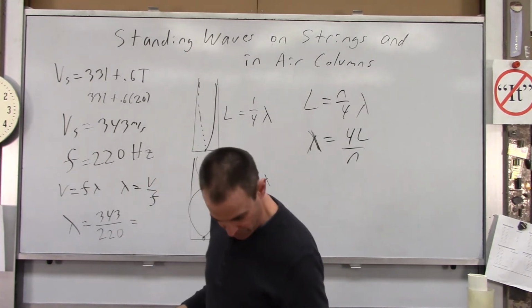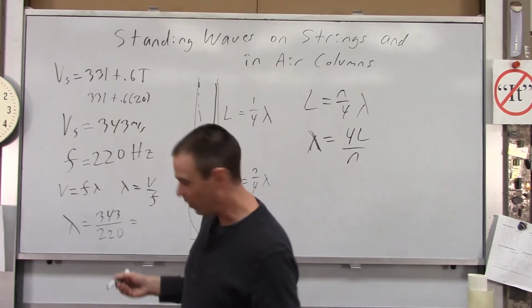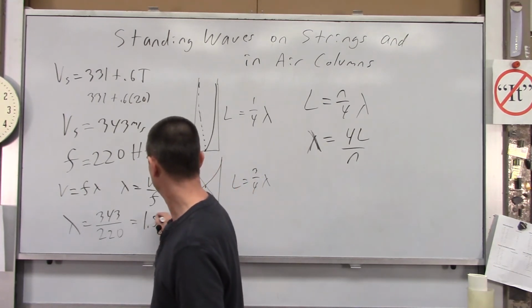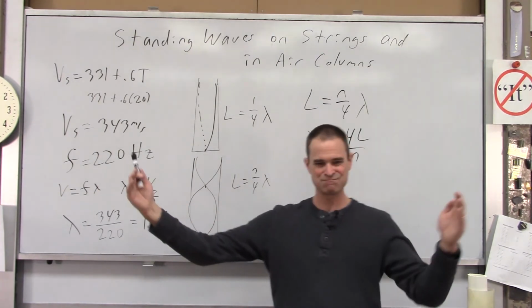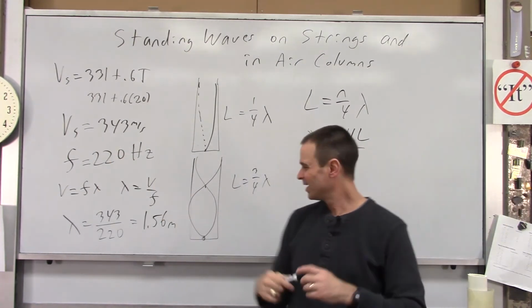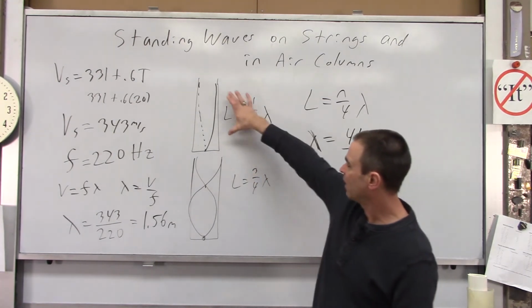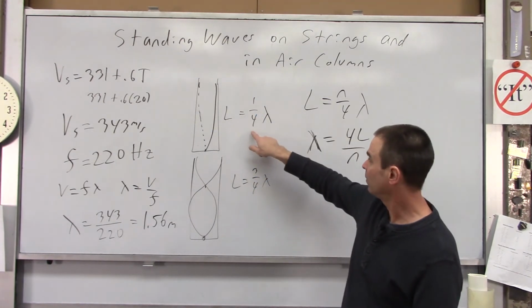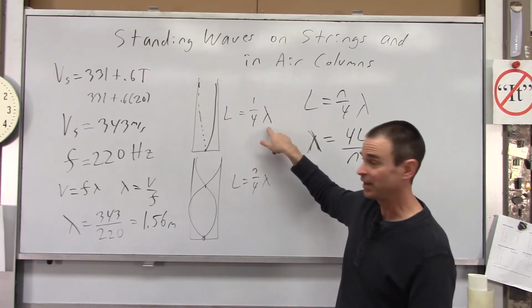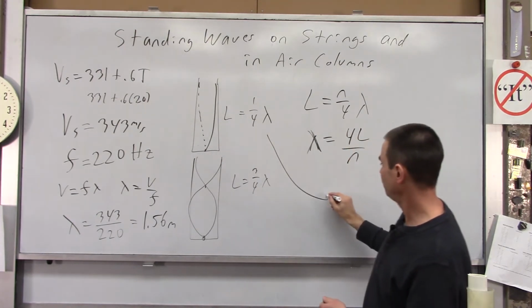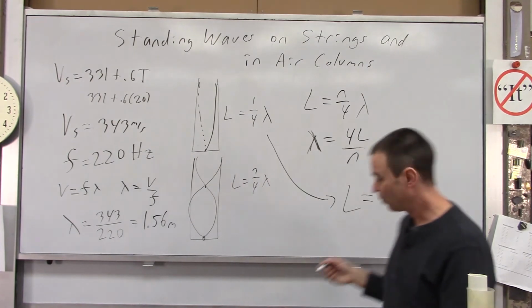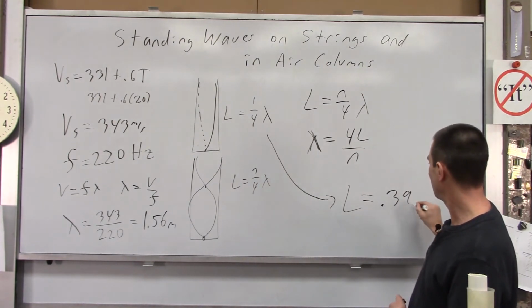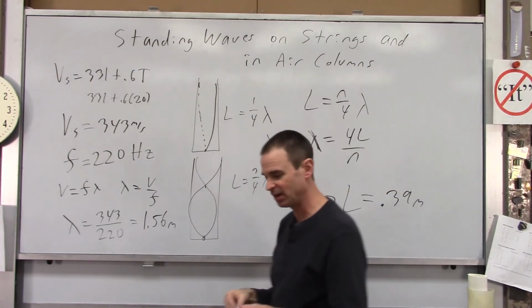And if you divide that out, you get 1.56 meters. Okay, so that's going to be the wavelength of the sound wave. And we want to know how long this air column has to be. Well, the air column is going to be 1/4 of that length. So in this case, L is going to be 1/4 of the 1.56, which is 0.39 meters or 39 centimeters.